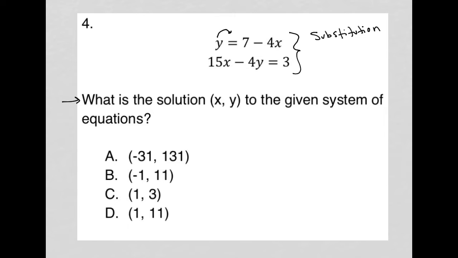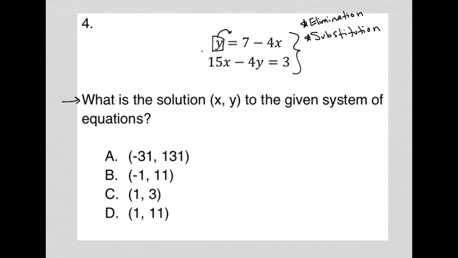So it says, what is the solution (x, y) to the given system of equations? So very straightforward question. There's no tricks involved here. So what do I mean by using substitution? Because we have y isolated, well, there's another option called elimination that I tend to use on the SAT, except for when there is an isolated variable.